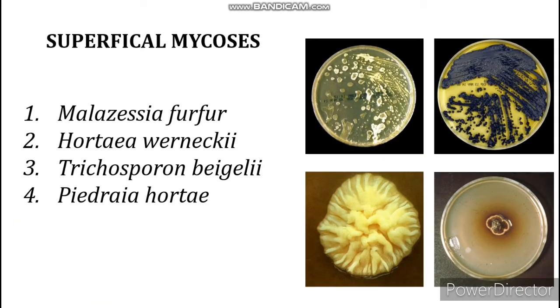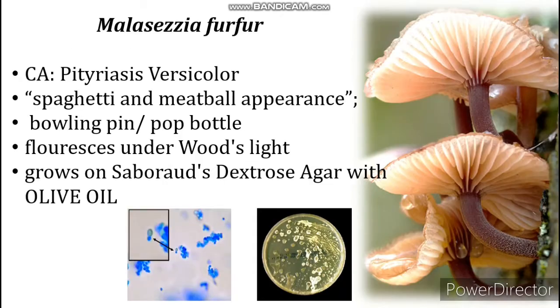Now, we go now to the first classification of mycoses, which is your superficial mycoses. So, we'll just run down each classification fast. Kasi alam ko naman na take nyo na siya nung lower years nyo. So, we only have 4 superficial mycoses. First one is the Malassezia furfur, the most favorite. Kasi, anong pinaka-known characteristics kay Malassezia furfur? Yun yung spaghetti and meatball appearance. So, ewan ko din kung bakit siya naging spaghetti and meatball appearance.